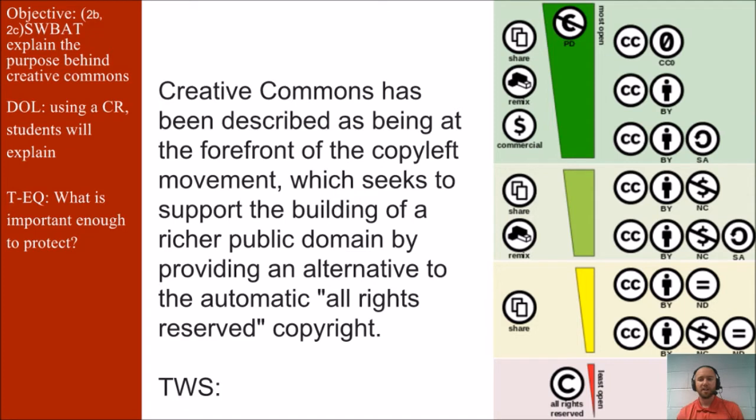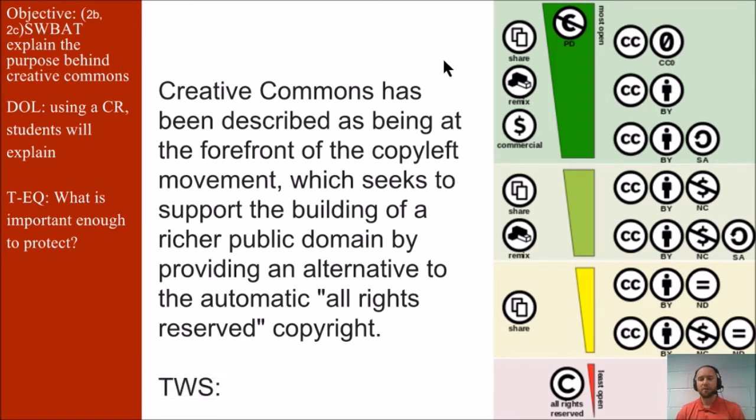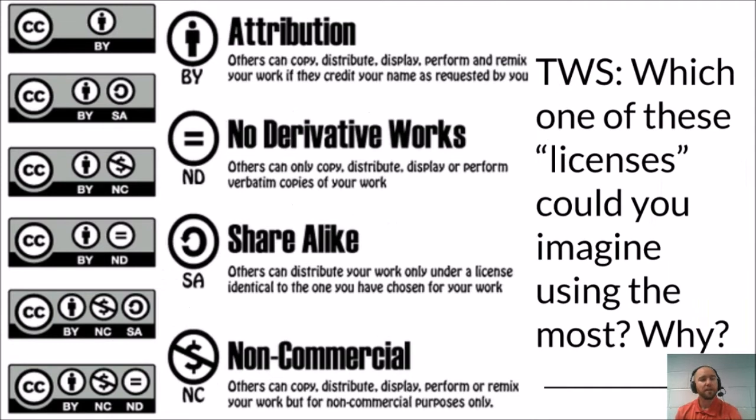Your Think, Write, Share on here is, what does this diagram show you? Is this showing an increase or decrease in the liberties or freedoms people have using copyright versus Creative Commons? In other words, what color shows the most amount of freedom or openness? What color is showing the least amount of openness? Okay, on this slide I'll quickly go over each of the types of Creative Commons.